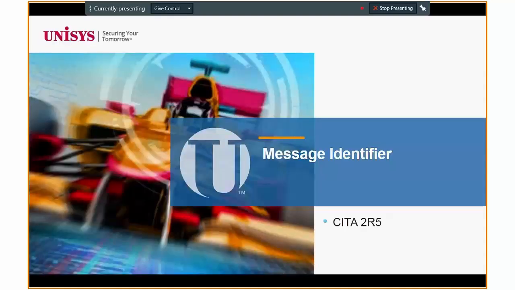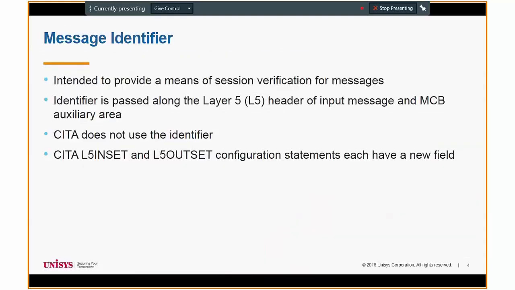First, the Message Identifier. The message identifier is intended to provide a means of session verification for messages. The identifier is passed along the layer 5 header of an input message, as well as the MCB auxiliary area. CITA does not specifically use the identifier for anything. It is simply a space for the user to utilize for whatever means they find necessary.